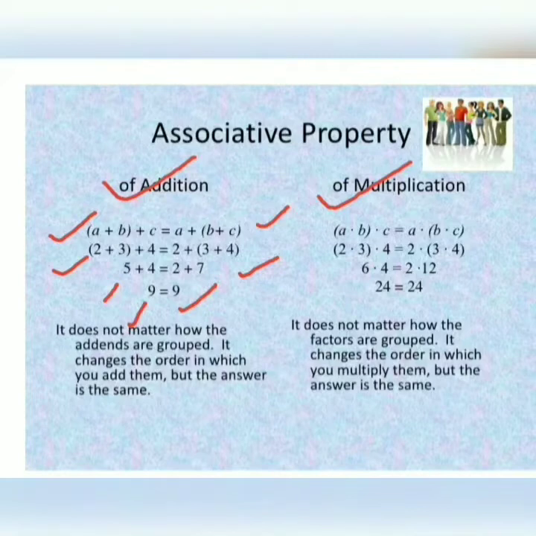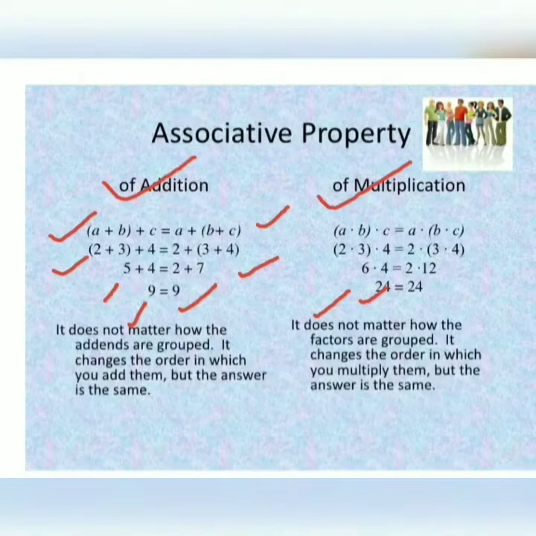Here let's take a into b into c. So in the first condition, a into b is in the bracket and c is outside the bracket. So the value of a is what? 2, as we had taken, and the value of b is 3 and the value of c is 4. So firstly we have to multiply 2 into 3. 2 into 3 is 6. 6 into 4 is 24.